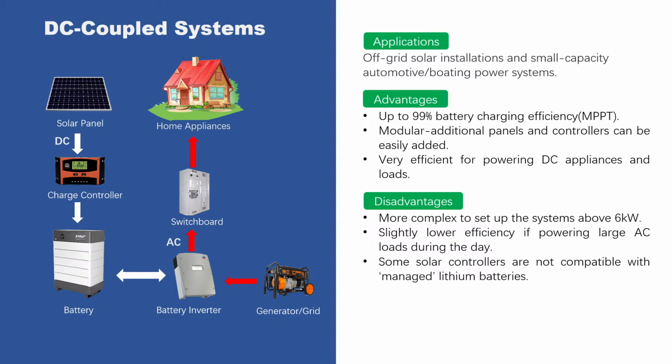DC-coupled systems use a charge controller to directly charge batteries with solar generation and a battery-based inverter to power the home loads. DC-coupled systems are slightly more efficient than AC-coupled systems because the power is not inverted multiple times. However, they often require more labor to install because the charge controllers tend to require smaller strings from the PV array. DC coupling is ideal for off-grid solar installations and small-capacity automotive or boating power systems, but not for retrofits with existing solar panels.